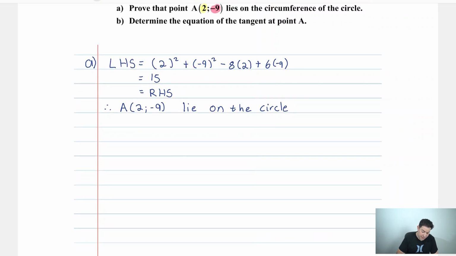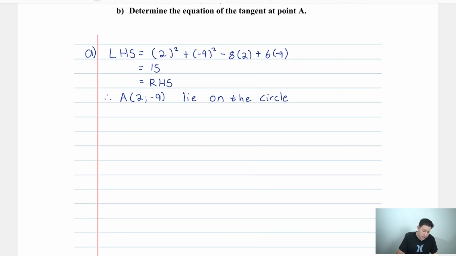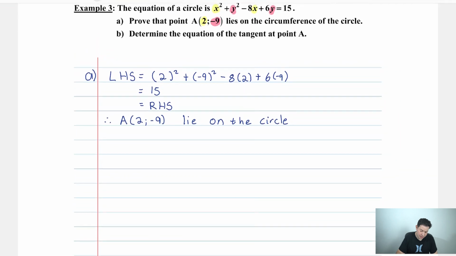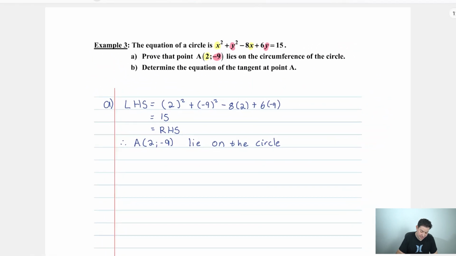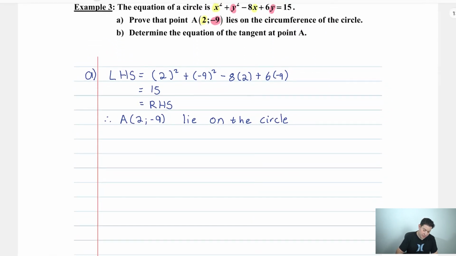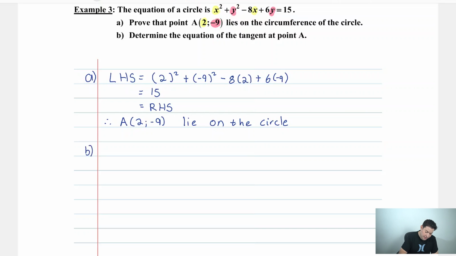Right, let's look at question B. Determine the equation of the tangent at point A. So now we do have to go and complete the square. We need to find the equation of the circle in standard form because we need our circle centre. So let's start with that.